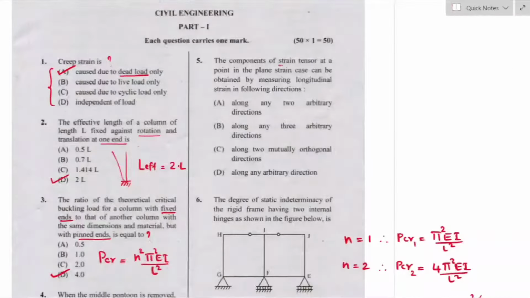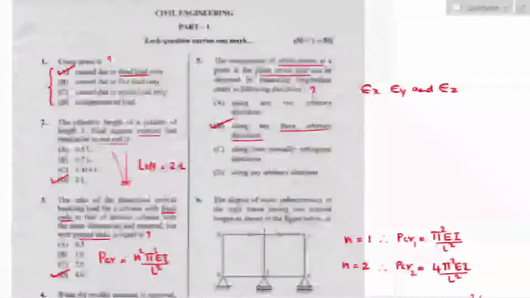Question number 5. The components of strain tensor at a point in a plane strain case can be obtained by measuring longitudinal strain in the following direction. In a plane strain case, components of strain tensor at a point are strain along x direction, y direction and z direction. So to find out the components of strain tensor, we measure longitudinal strain along 3 arbitrary directions. So the right answer is option B.